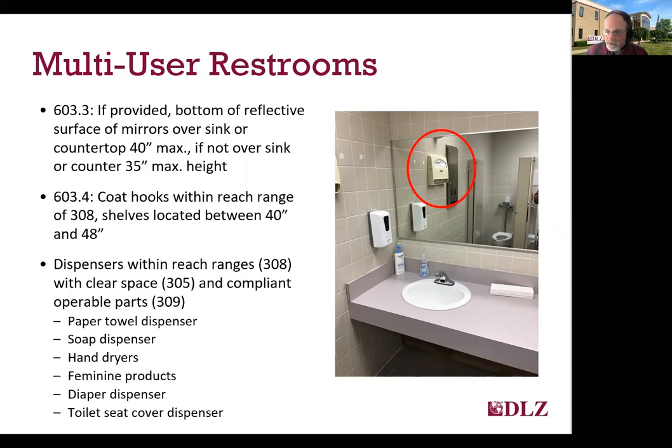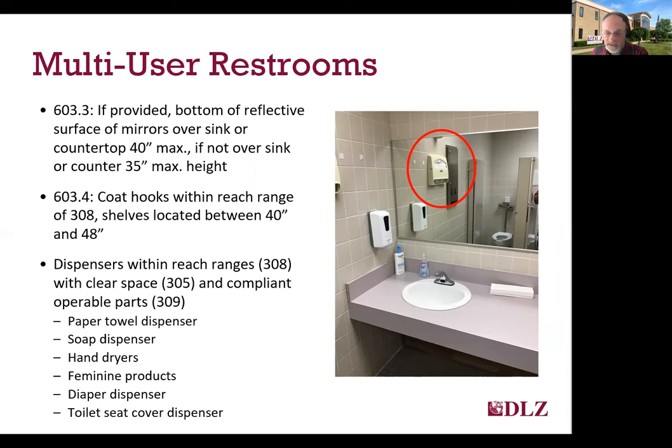If you provide a mirror and it's over a sink or countertop, the bottom of the reflective surface is required to be no higher than 40 inches. If it's not over a countertop, the bottom must be no higher than 35 inches. So mirrors over the sink are a pretty common issue, with the easiest way to correct it being to either add an additional mirror on a wall at 35-inch maximum height, or just lower the mirror. And sometimes it's easier said than done.